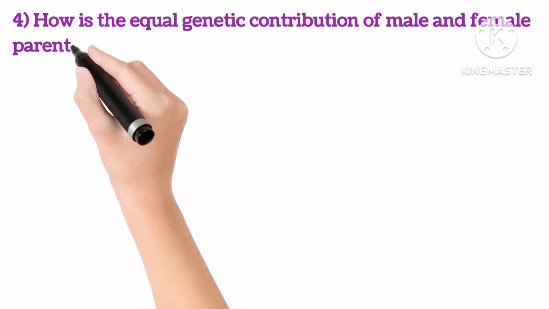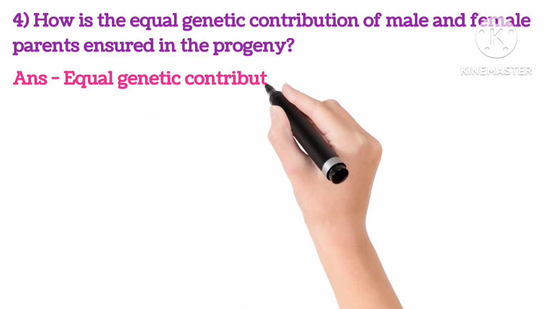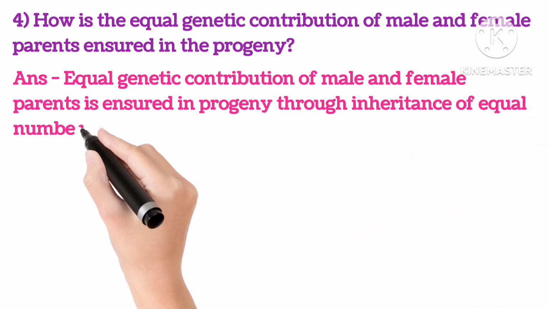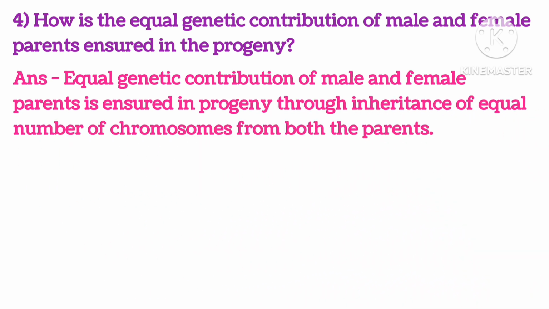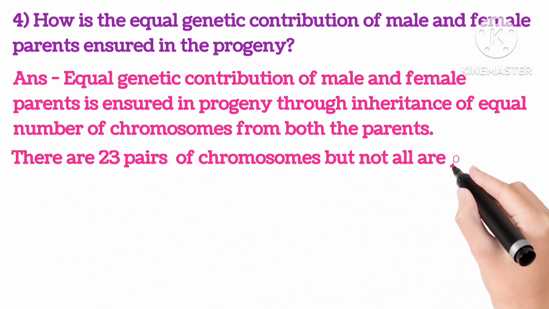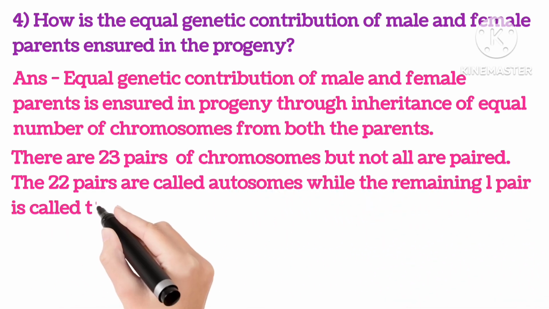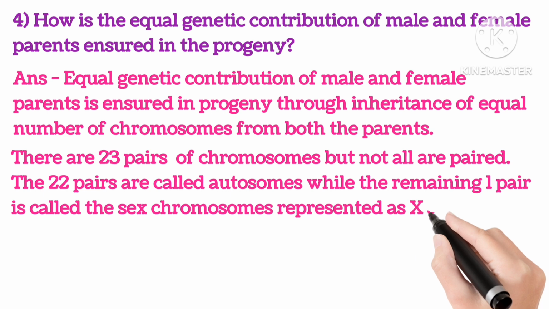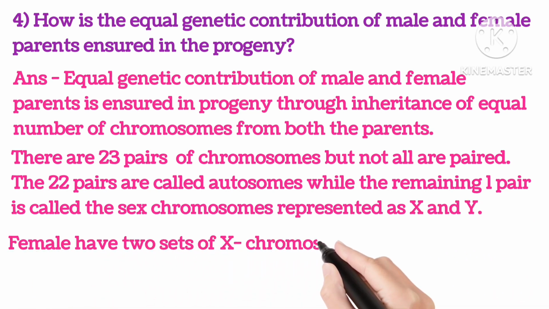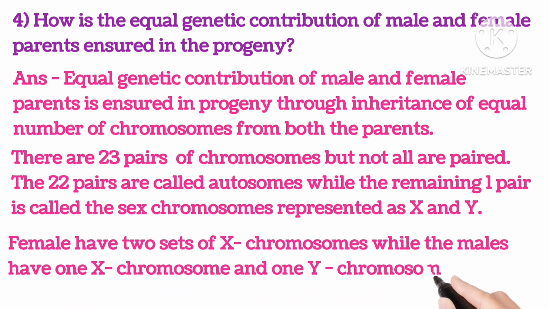Fourth, how is the equal genetic contribution of male and female parents ensured in the progeny? Equal genetic contribution of male and female parents is ensured in progeny through inheritance of an equal number of chromosomes from both parents. There are 23 pairs of chromosomes, but not all are alike. 22 pairs are called autosomes, while the remaining one pair is called sex chromosomes, represented as X or Y. Females have 2 X chromosomes, while males have one X chromosome and one Y chromosome.